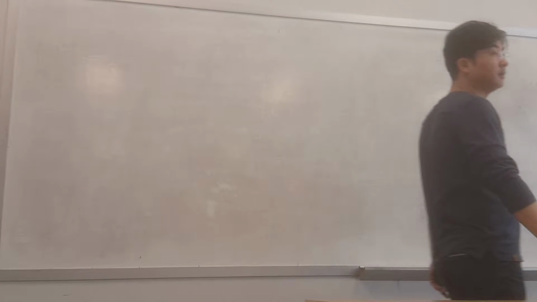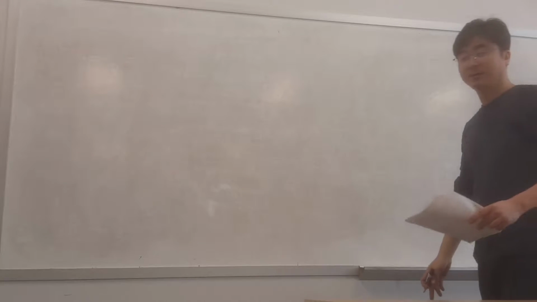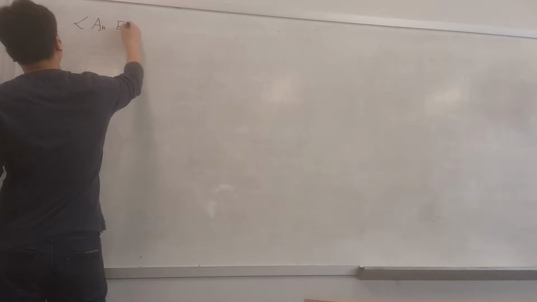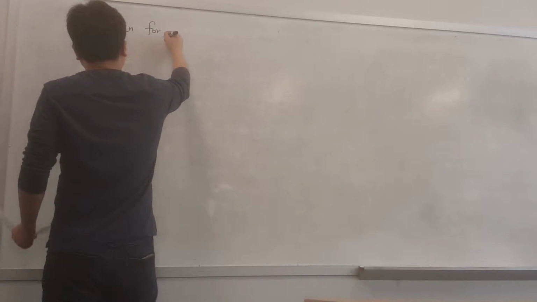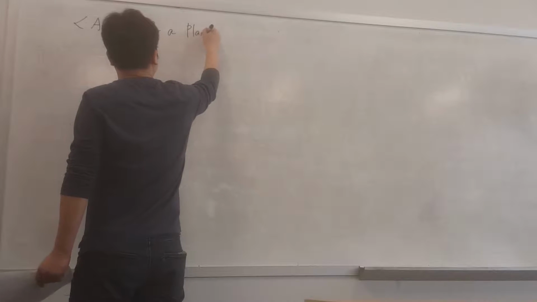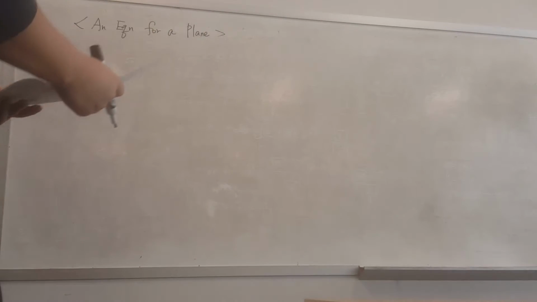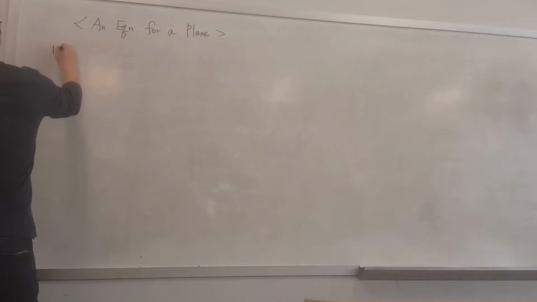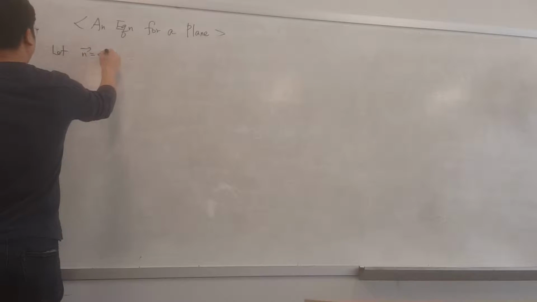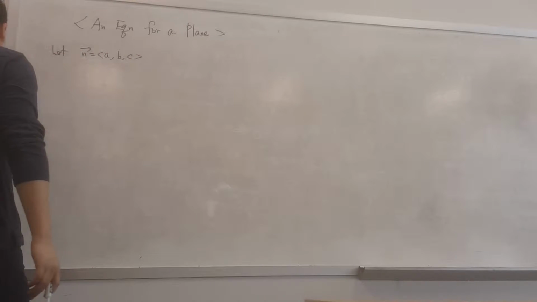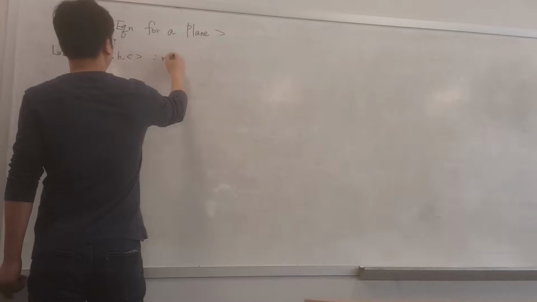So now let's move to plane equation. So let's derive our plane equation. So let the n vector be given by A, B, C vectors. And this is the normal vector to the plane.